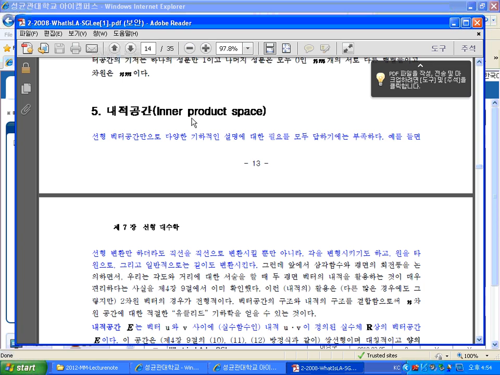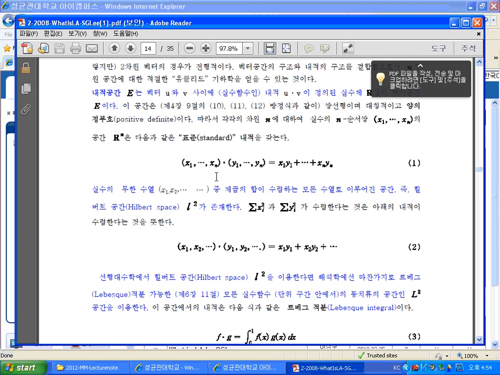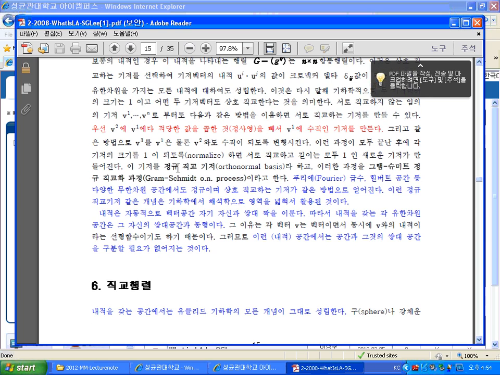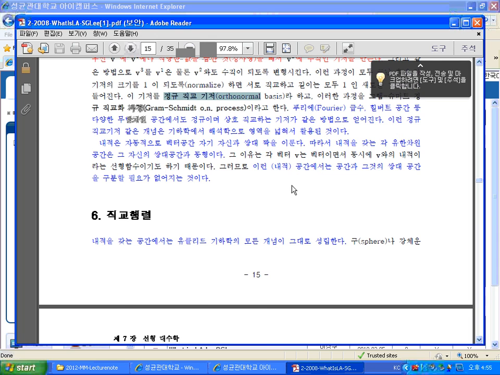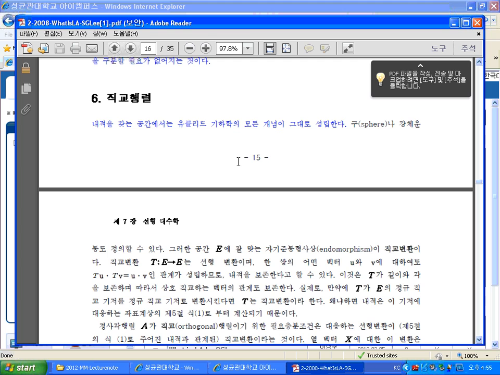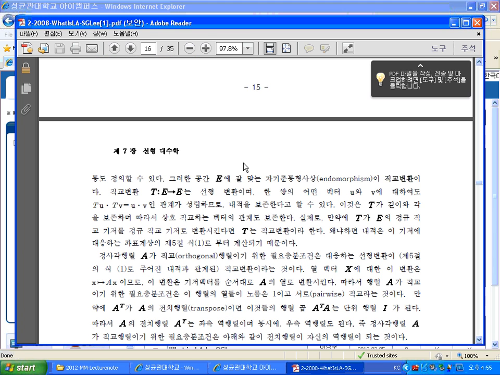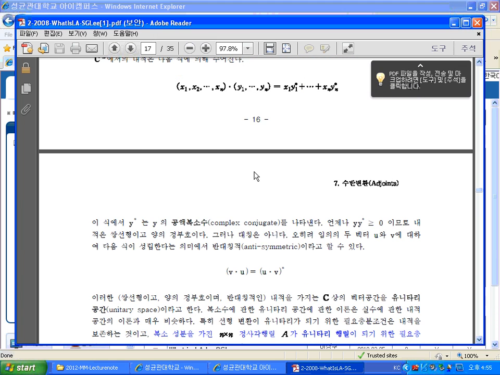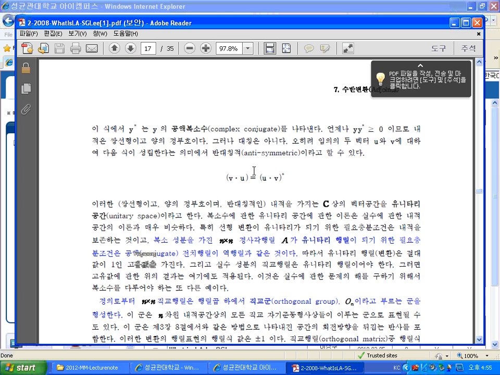Inner product space is in section 5. And Gram-Schmidt's orthogonalization process is the main part of this section. And orthogonal matrix is the next section, which is a special case of a unitary matrix in complex matrices.